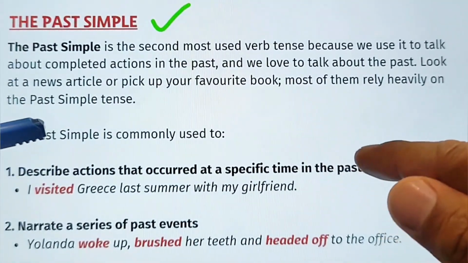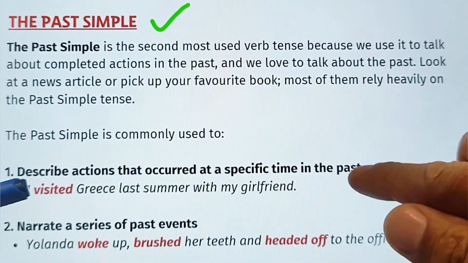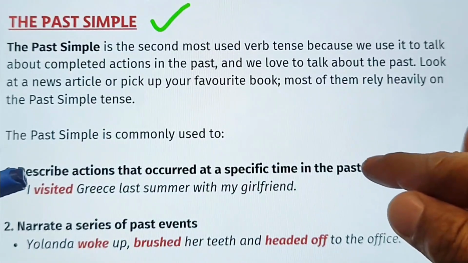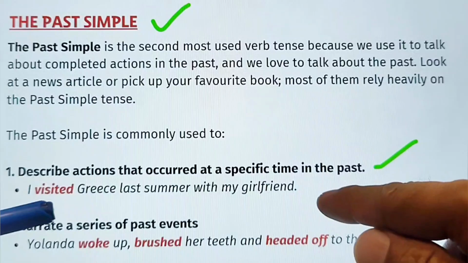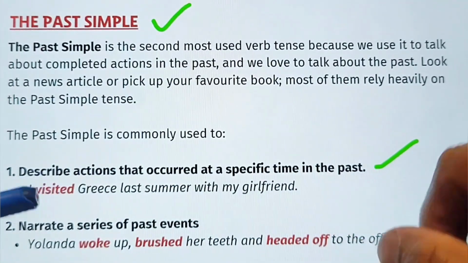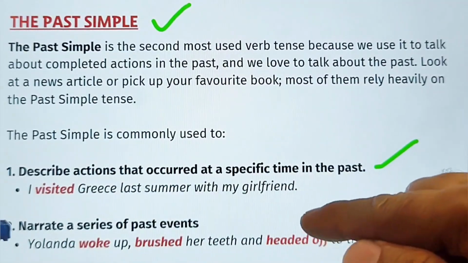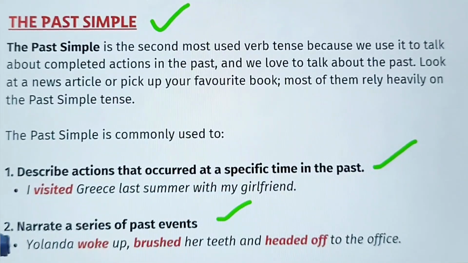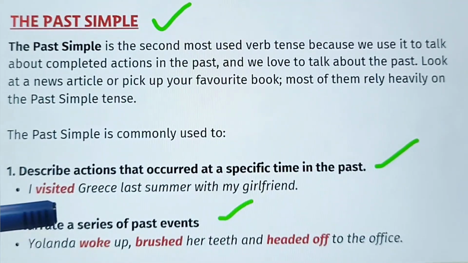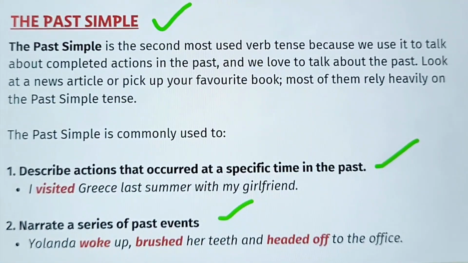So the past simple is commonly used to describe an action that occurred at a specific time in the past. For example, I visited Greece last summer with my girlfriend. And next, we use past simple tense to narrate a series of past events. So, example here, Yolanda woke up, brushed her teeth, and headed off to the office. So, this is an example.